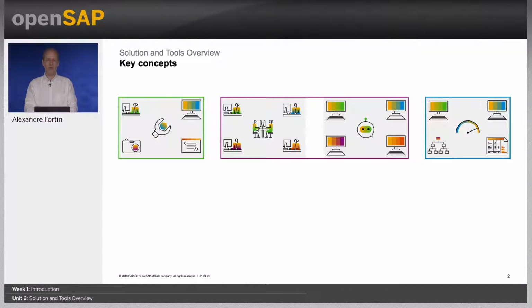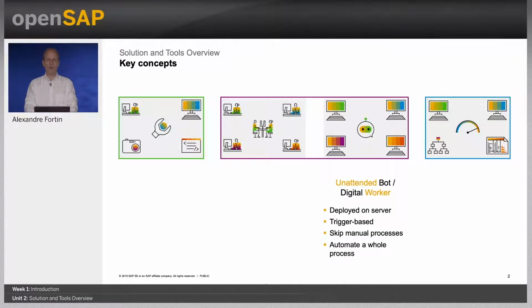Some key concepts of intelligent RPA. It comes often with an unattended bot, the digital worker. From a technical standpoint, it is deployed on a server. It will be executed through a schedule or a trigger. From a functional standpoint, it aims to lower manual processes, often repetitive with lower added value. When well identified and designed, it could cover a whole process, for example, automate a purchase order.